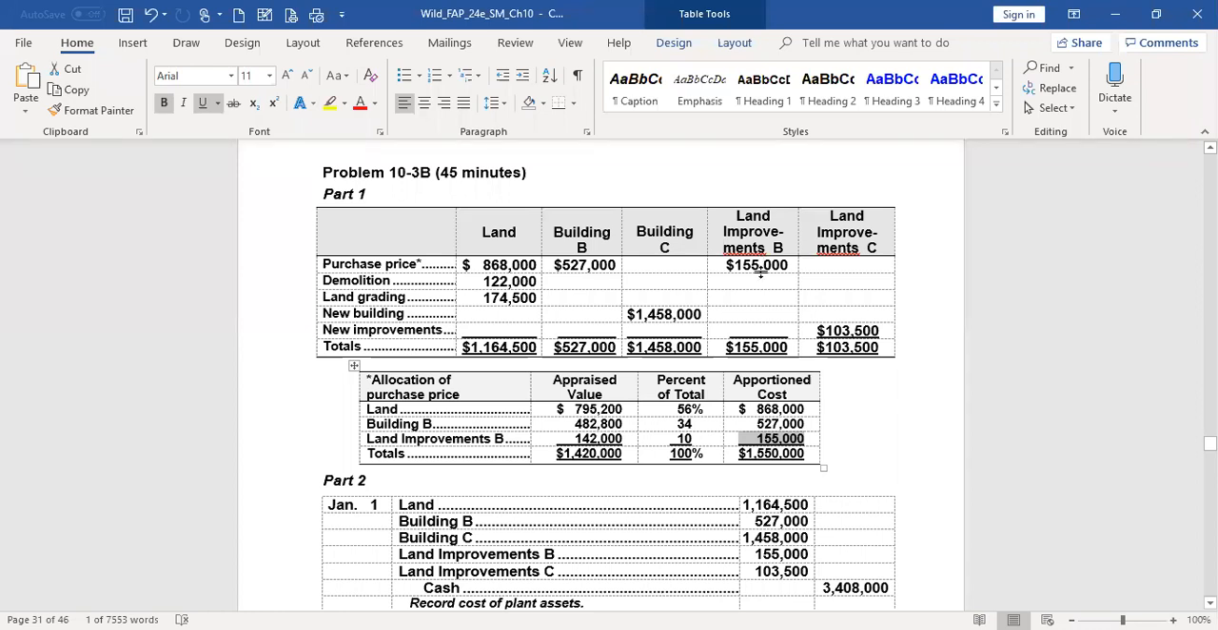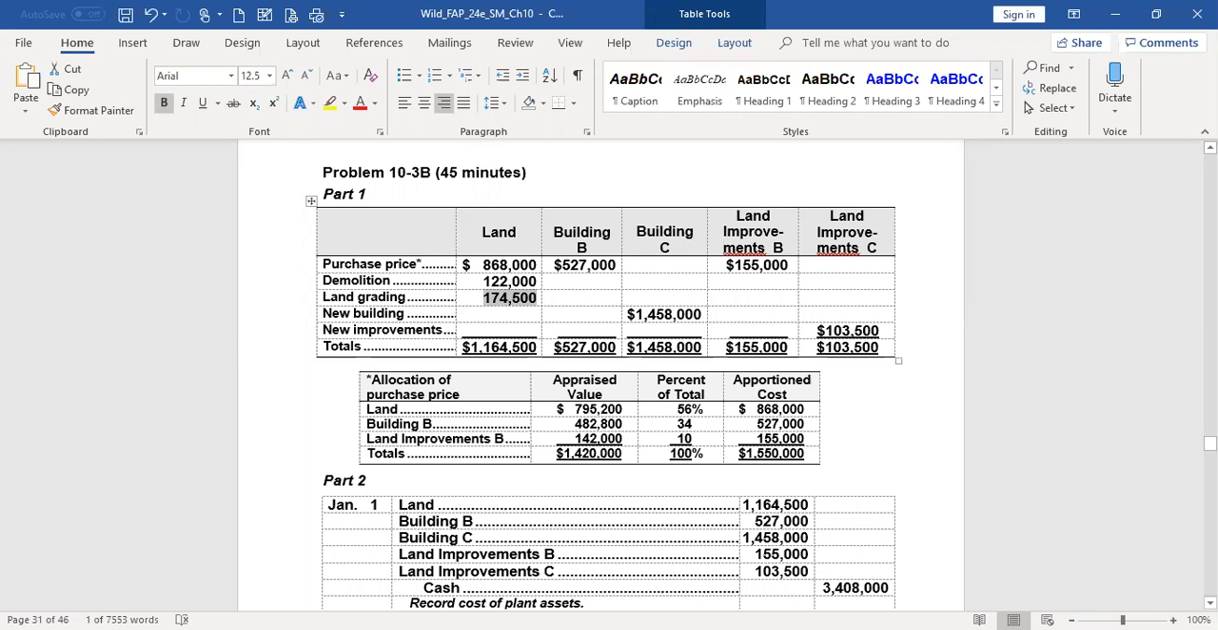Now, in addition, it says the cost to demolish building A is $122,000. Well, when we bought this land, we bought it with the intention of demolishing it to build another building. So we need to add the cost of demolition to the land account. Cost of additional land grading. Well, moving dirt around is part of the land cost. It is not a land improvement, not in accounting. Land improvements are assets put on or in the land that will deteriorate over time. This is just moving dirt around. Charge that cost to the land account.